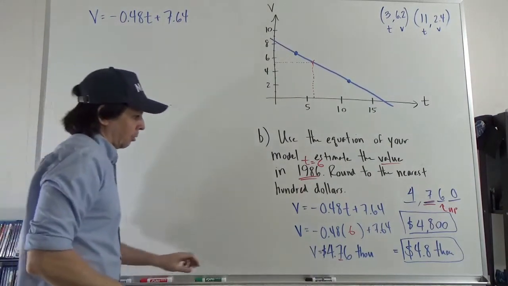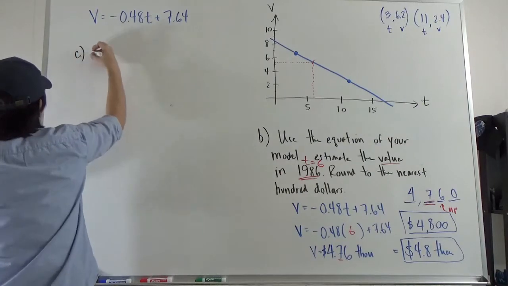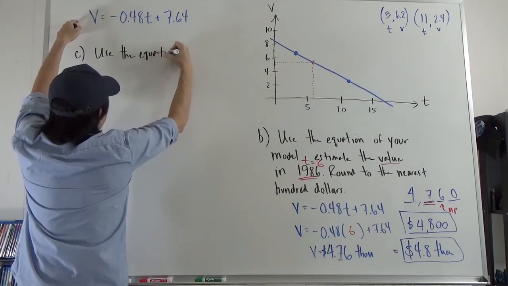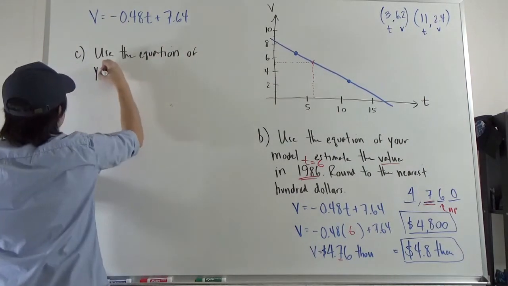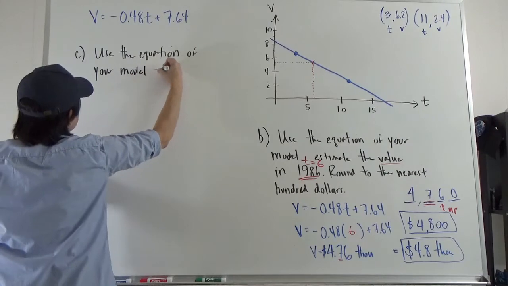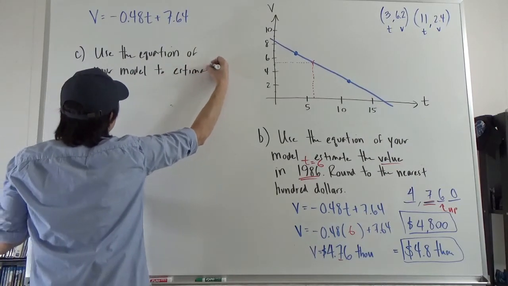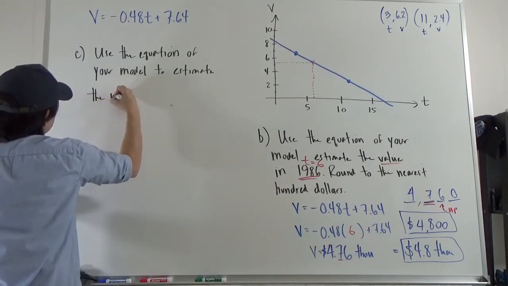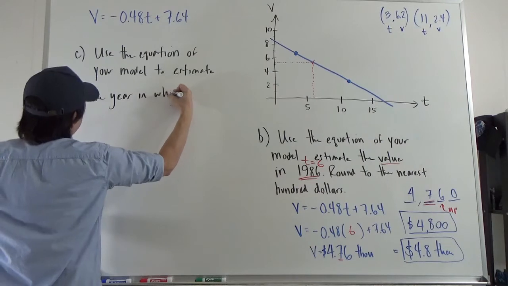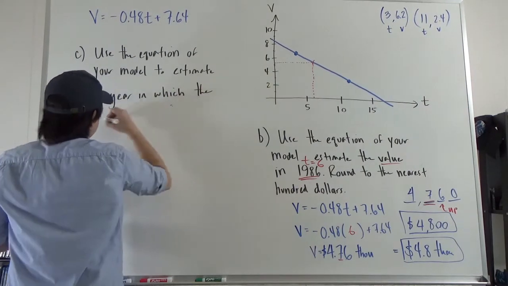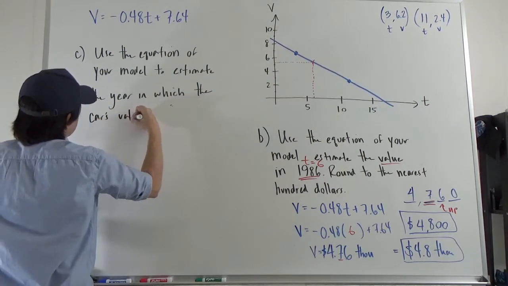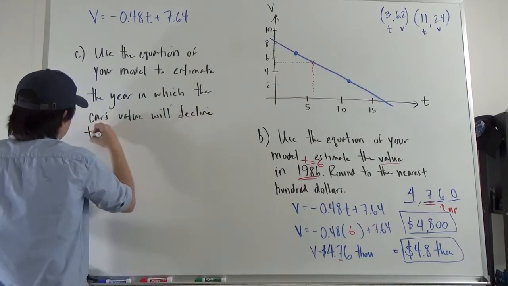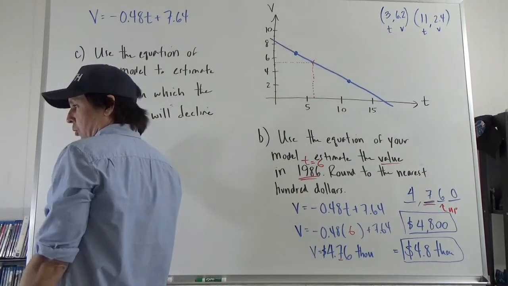Okay, ready for part C? Use the equation of your model. So once again, we're going to be plugging stuff into our equation. To estimate the year in which the card's value will decline to $4,000.